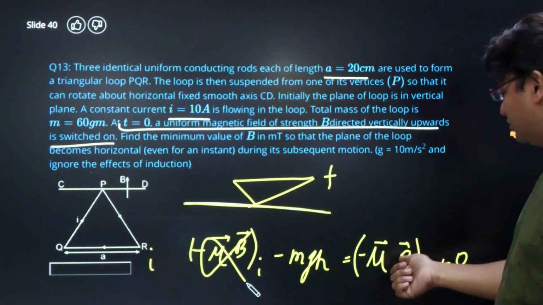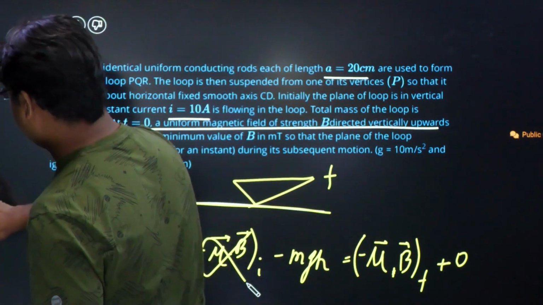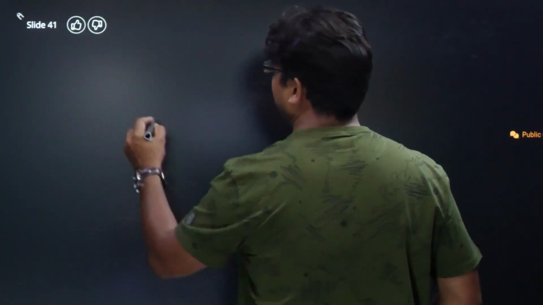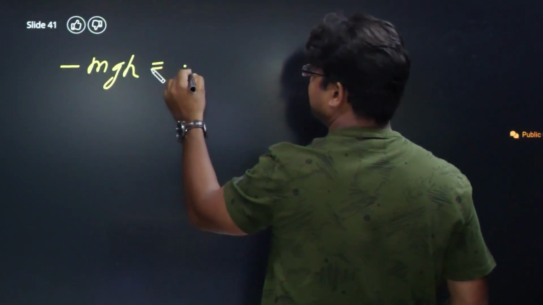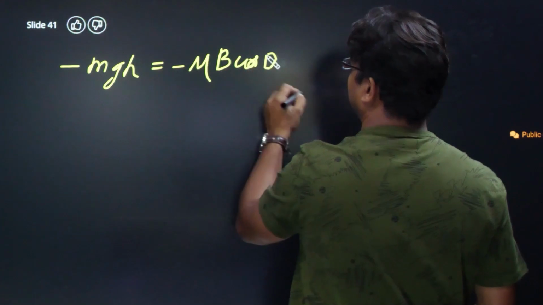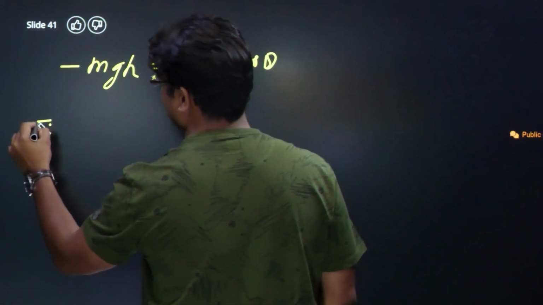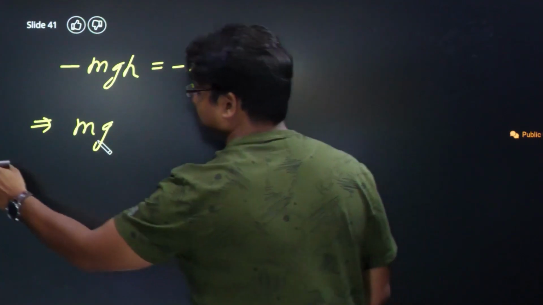Okay, so theta becomes 0. So this equation will transform into this equation: minus mgh is equal to minus mu B cos 0. So this is what we are going to write. Minus minus we can get rid of. So mgh, now h is what?